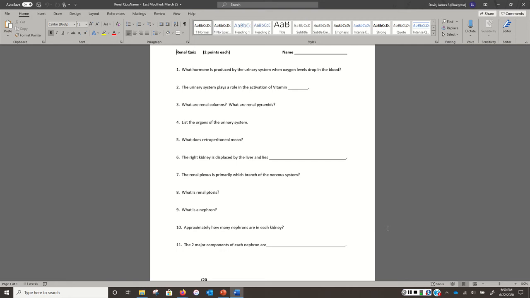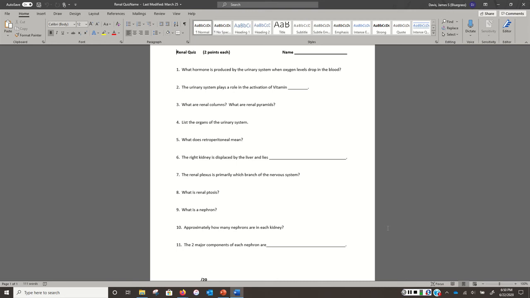What are renal columns and what are renal pyramids? Remember, when looking at the structure of the kidneys, the outer portion is called the renal cortex, and the inner portion is called the renal medulla. That renal medulla is actually made up of small triangle structures called renal pyramids. Each kidney has roughly 8 renal pyramids, and collectively they make up the renal medulla. But in between those pyramids, some of the renal cortex extends down, separating one pyramid from the next. That cortex portion that extends downward is called the renal columns.